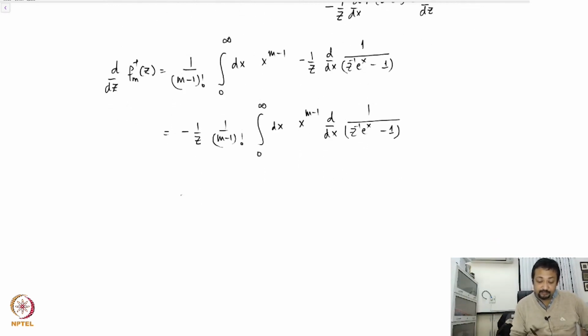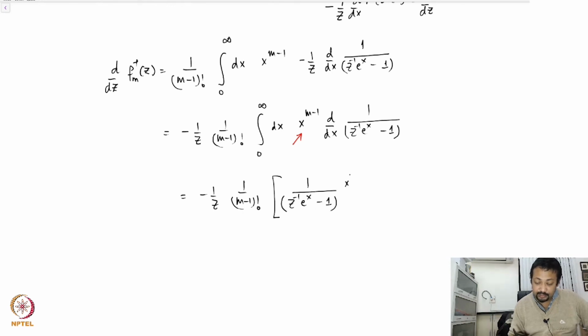When I integrate by parts, I have minus 1 by z (m − 1) factorial, and now in this case I take this one as the first function, so that I have dx of this, so that gives me 1 over (z⁻¹eˣ − 1) times xᵐ⁻¹ minus integral dx (m − 1) xᵐ⁻² over (z⁻¹eˣ − 1). The limits are 0 to infinity.